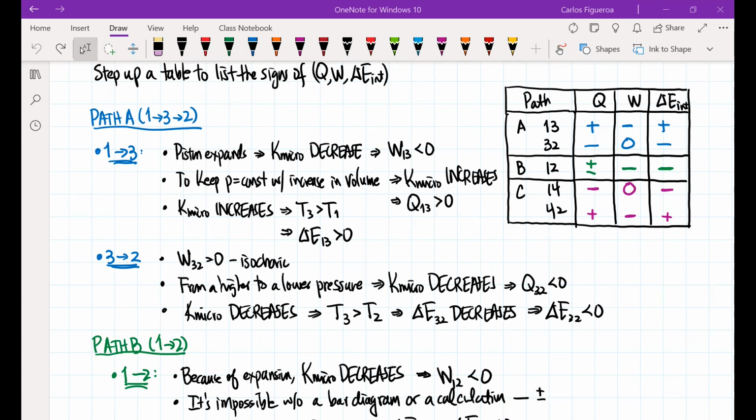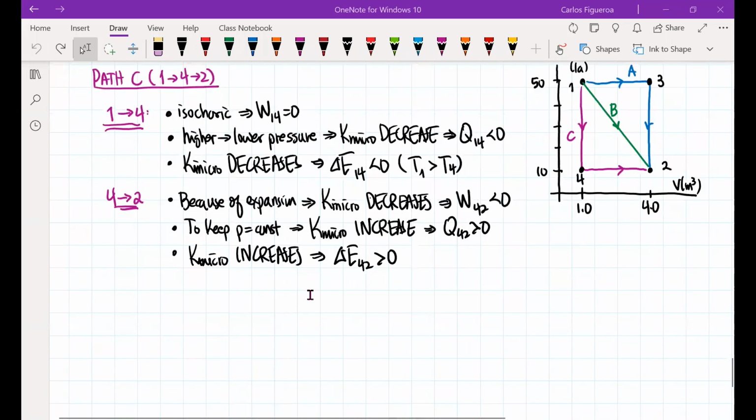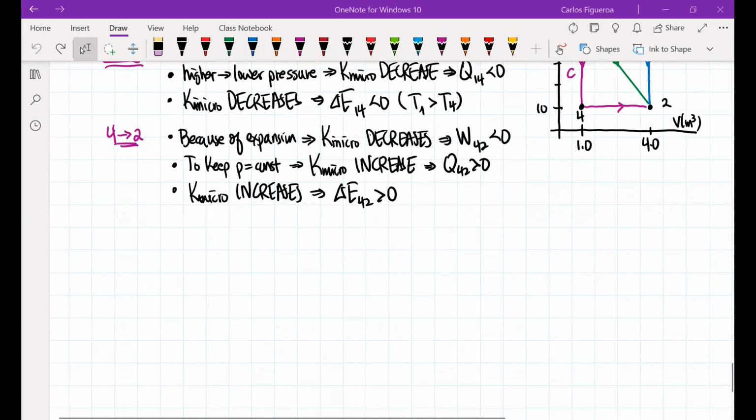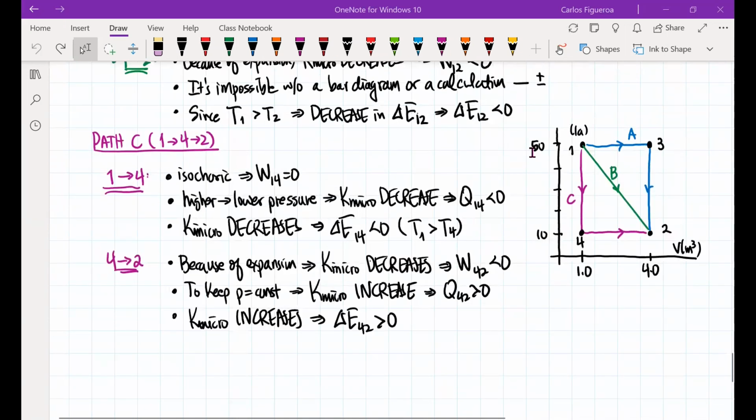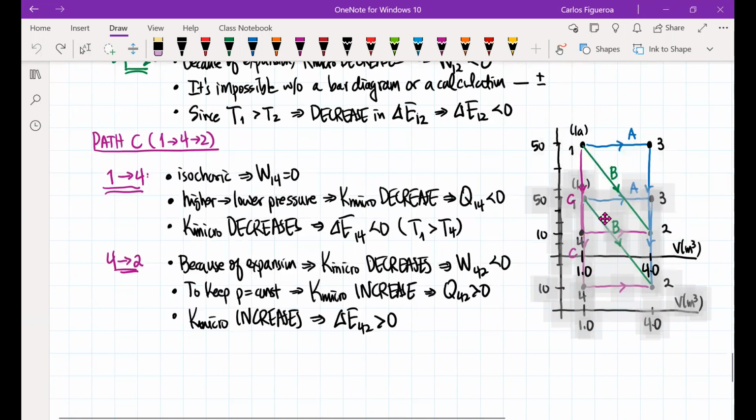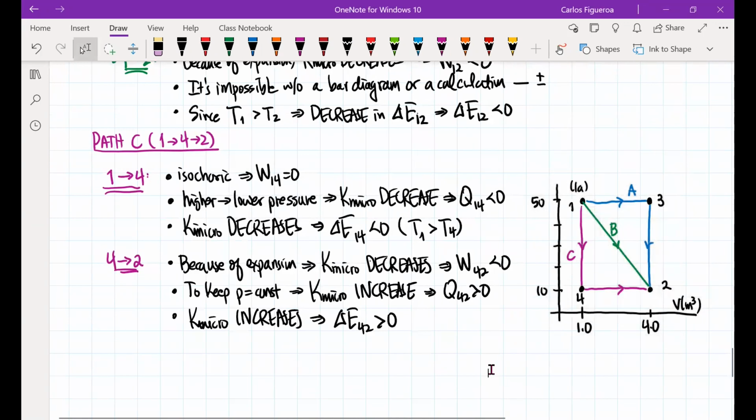So here we go. Here's what I know about what I see here. So when I look at my picture of my cycle here, what you're seeing is that the greatest work of expansion has to be less negative than positive. So I would rank the work from 4 to 2 being the largest, followed by the work from 1 to 2, and then followed by the work from 1 to 3.